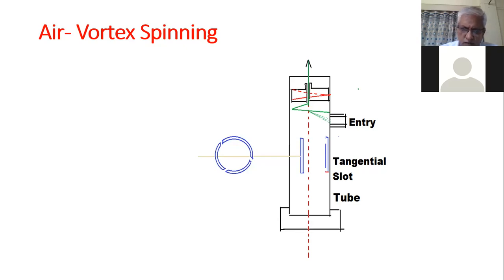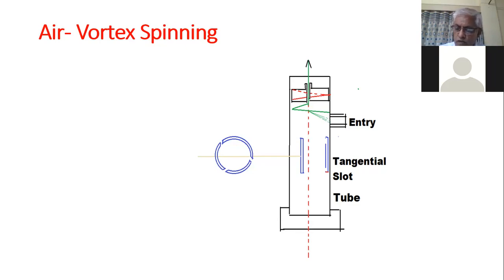The specifications of air vortex spinning: we are having spinning positions 192. So machine is available with the 192 spinning positions, and delivery speed is up to 100 to 150 meters per minute. And we can process the material, especially synthetic fibers are preferred because they are having uniform length, and that's why we will get uniform strength. Generally 40 to 50 mm fibers are processed in this air vortex spinning.